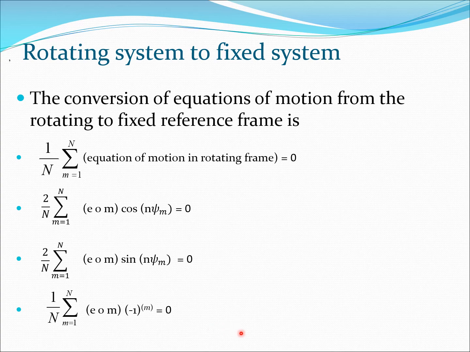So how do you convert the equations from the rotating system to the fixed system? Essentially, we use the equation of motion in the rotating frame and set these equations equal to 0. For example, we take 1 by n, m is 1 to n, the equation of motion, and put it equal to 0. Similarly 2 by n, m is 1 to n, equation of motion into cos n psi m equal to 0. One more is there, equation of motion into sine n psi m equal to 0. And finally equation of motion into negative 1 to the power m equal to 0. So these will give you the equations of motion corresponding to the fixed frame.